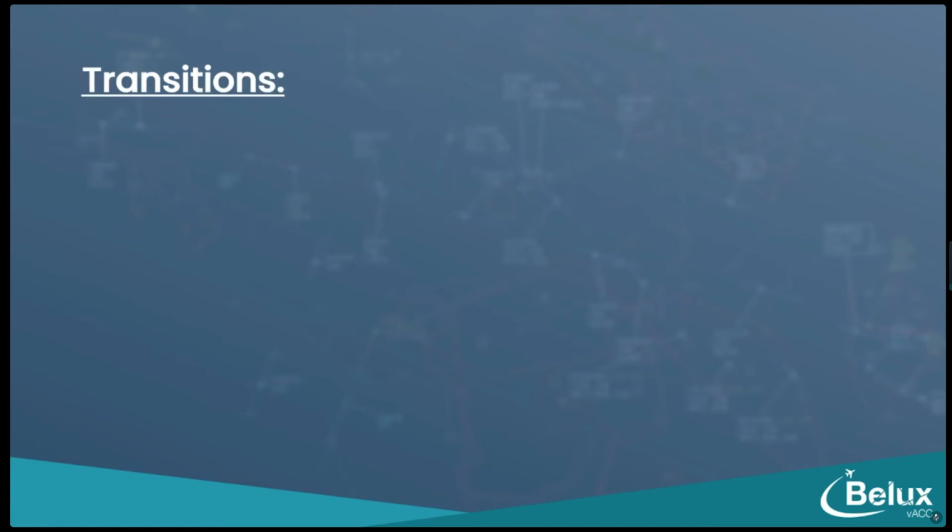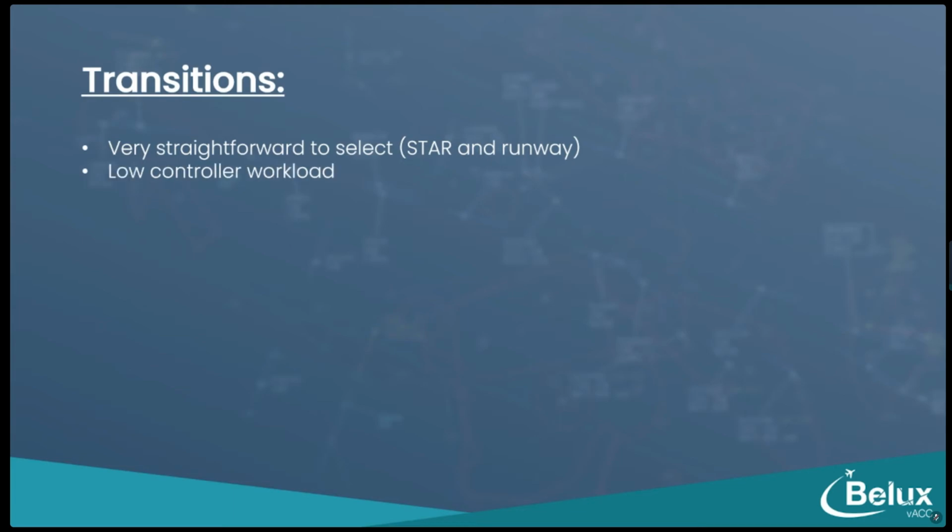There's no need to be afraid of using a hold from time to time when you're dealing with high traffic loads. Okay, then transitions. They're very straightforward to select. And why? Because it's basically clear based on the star and the runway you are using. They are very easy to use, and it greatly reduces your controller workload. It's easier to plan the descent for a pilot because the pilot will know, okay, this will be basically my exact route towards the runway, so they can plan their descent. Or like today, the pilot doesn't plan the descent, the FMC does, but still easier for the FMC to plan the descent. And it's always an efficient routing.